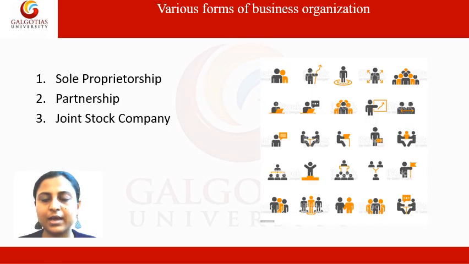So basically there are three forms of business which are very famous and often opted for while starting a business or expanding an existing business. Those three are sole proprietorship form of business, second is partnership, and third one company form of business. Now let's look at each of these forms of business organization one by one, looking at their features, merits and demerits.